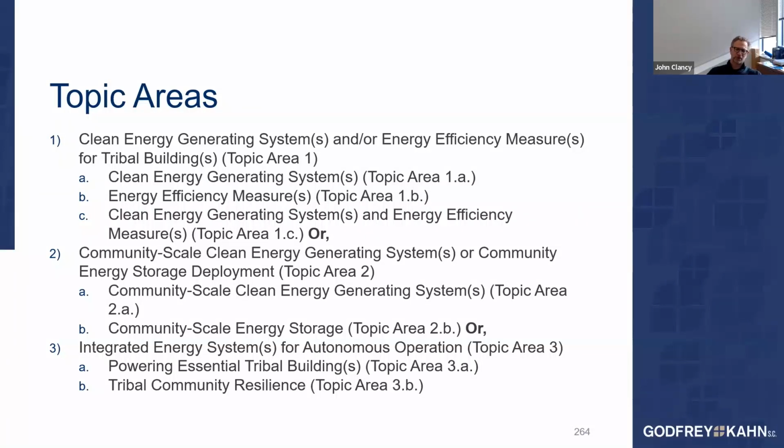So it creates its own what's called a microgrid that serves that building or set of buildings. And you can either seek that project under something where you just target one or more buildings, that's the powering essential tribal buildings subcategory, or you could go under what they call tribal community resilience, where you're putting it throughout the reservation or on a lot of buildings. So one is a more targeted approach where you're addressing one or a few buildings. The other is where you're addressing a lot of buildings.